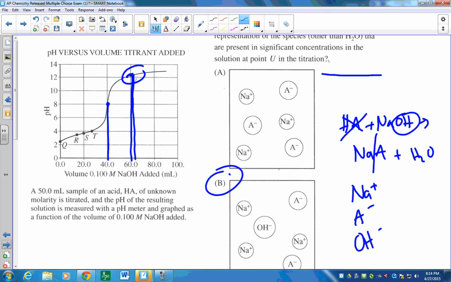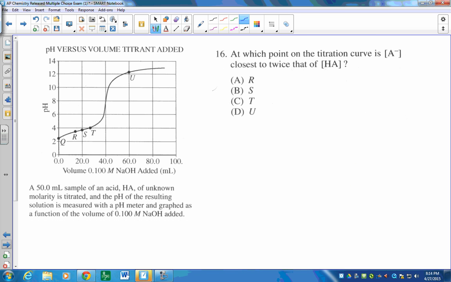Okay, and then next one, I know we talked about these, but just do it again. At which point on the titration curve is the concentration of A minus closest to twice that of HA? I don't really like the way this is worded. It takes me a while to figure out.